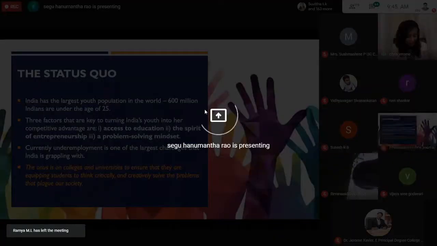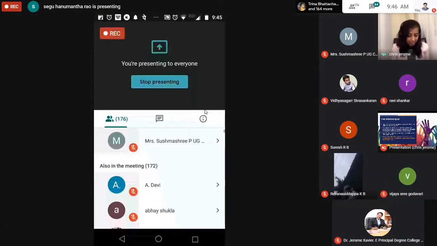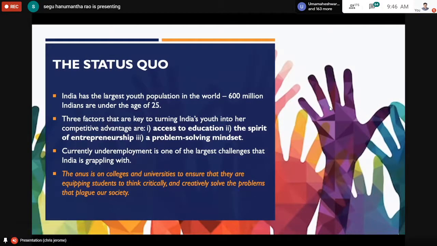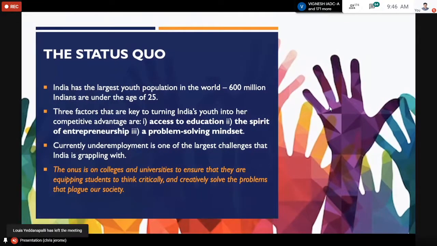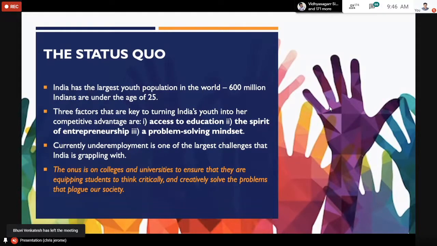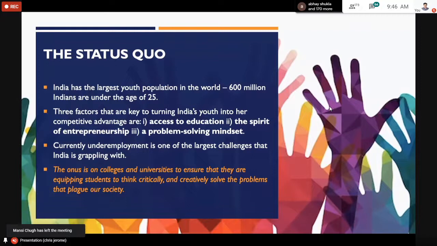One is ensuring access to education. Two is instilling the spirit of entrepreneurship. And three is nurturing a problem-solving mindset. And I believe using case analysis solves the third problem, where we're nurturing a problem-solving mindset. Currently, underemployment is one of the largest challenges that India is grappling with. We all know MBA grads, engineering grads who are doing clerical jobs. And that must stop. And therefore, the onus, I believe, is on colleges and universities to ensure that they are equipping students to think critically and creatively to solve the problems that plague our society.